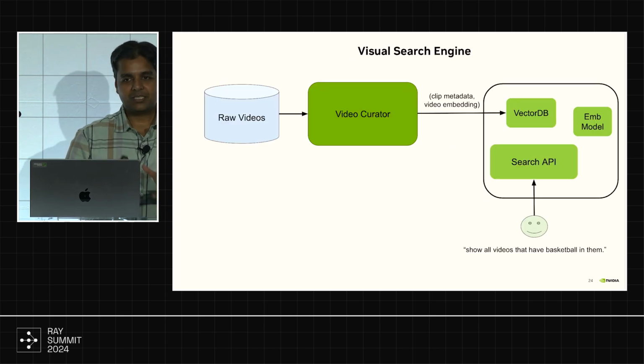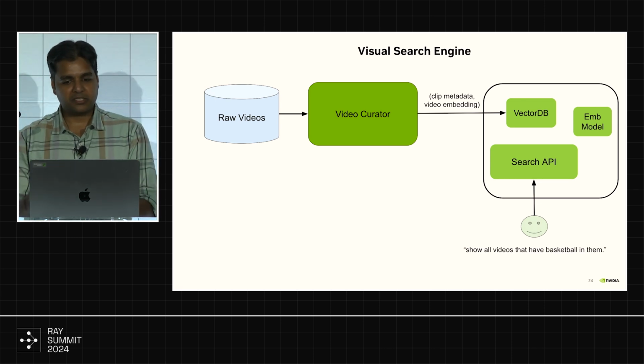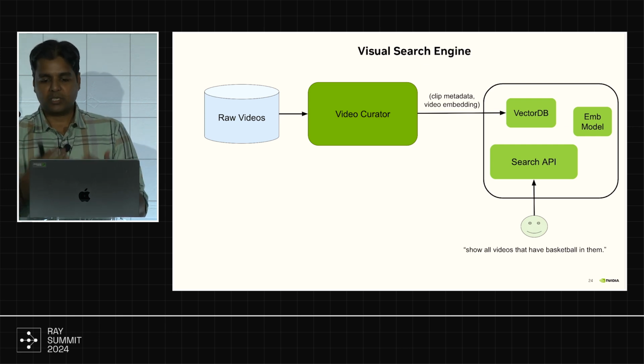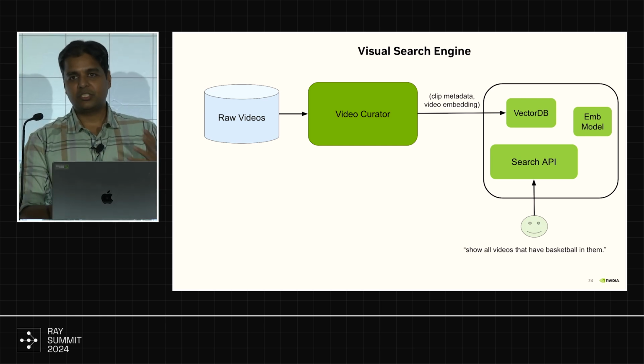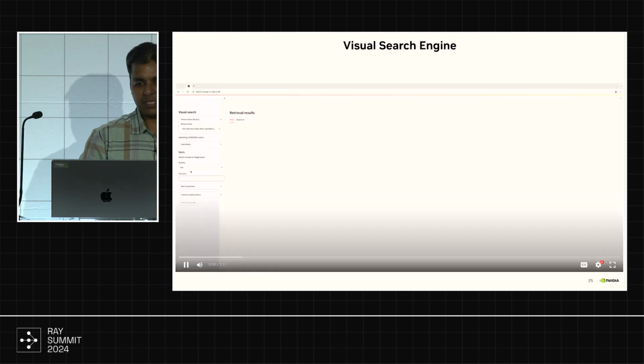How do you do that? This is a well-known technique. People are building a lot of RAG pipelines on this. It's called visual search, where you take your videos, pass them through a video curator, create video embeddings out of them, and build a search engine. You pass it the text, it creates the text embedding, and then searches through a vector database. These are all known things that people are doing, but what we did is we stitched it together.